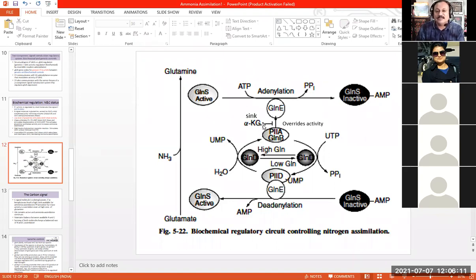If alpha ketoglutarate is present, then this particular activity will not take place, and therefore this activity will take place. That is to say, the uridylation of GLN-E will take place, and therefore deadenylation of inactive glutamine synthetase will take place, and therefore glutamine synthetase will be active and glutamate will still be converted to glutamine. So this reaction will not be there. When will it not be there? When alpha ketoglutarate is also available in a large concentration.